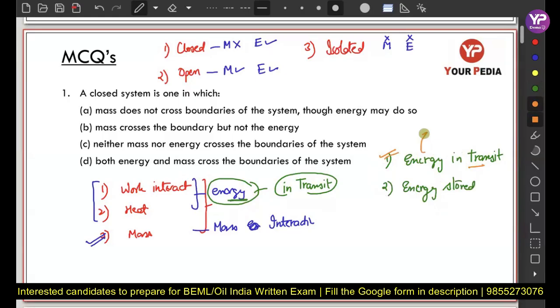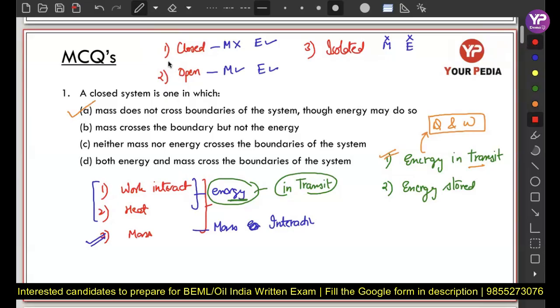Now, the energy crossing the boundary of the system may take place through heat and may take place through work. So in this case, you can see the mass does not cross the boundary of the system, even though the energy may do so. So that's a very simple case. And here we have seen the types of systems.